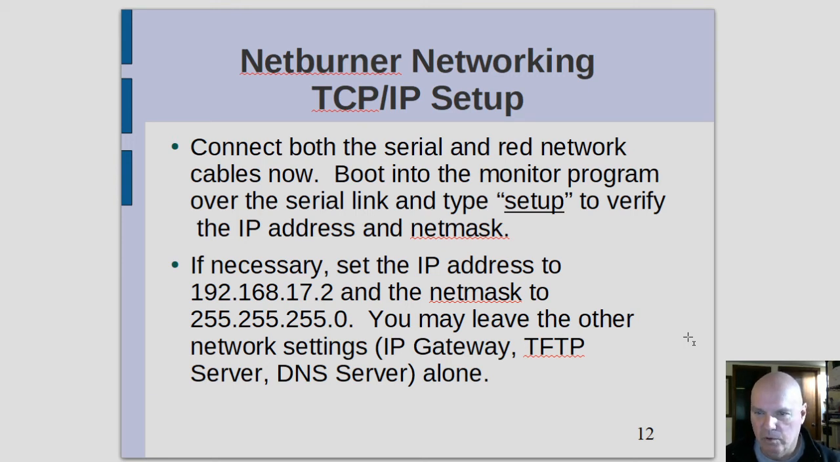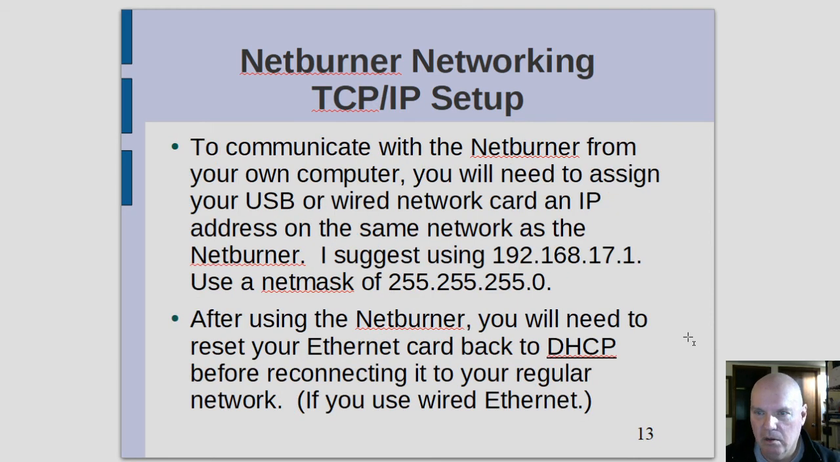If it's 192.168.17.2 with a corresponding netmask of 255.255.255.0, you can just leave it. You don't have to change anything. If that's not the case, then you're going to have to set the IP address, and there are commands to do that. Again, we'll look at that in the exercise. You don't have to worry about any of the other network settings. Like I said, we're not going to use a DNS server or a gateway or router to another network.